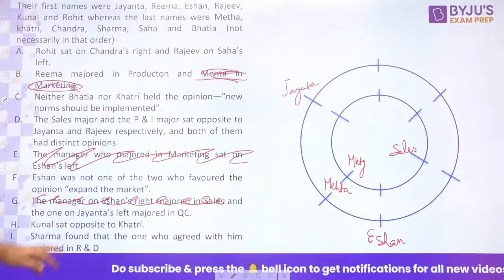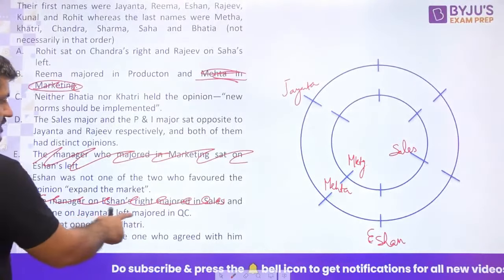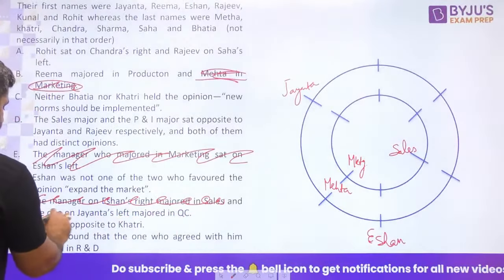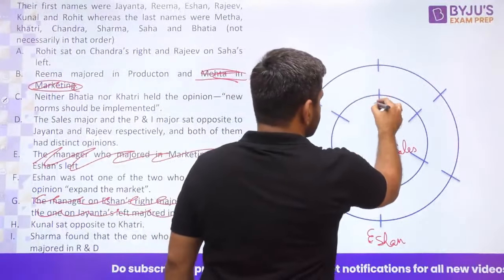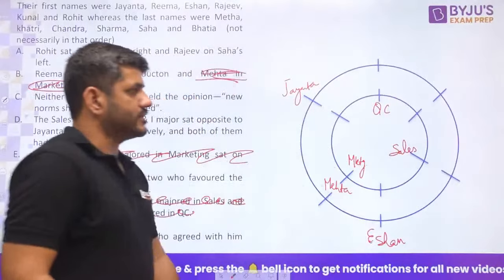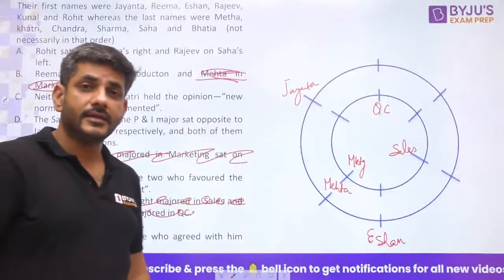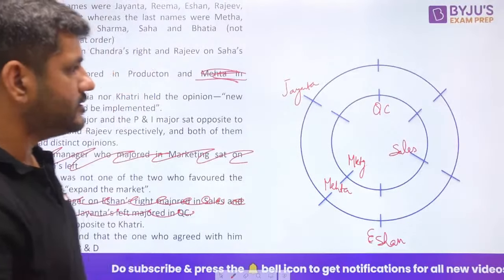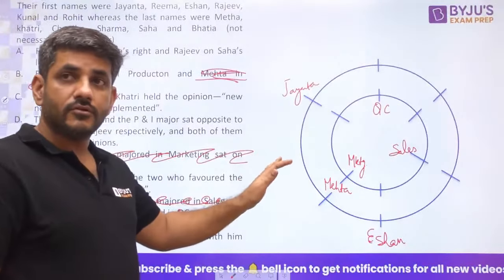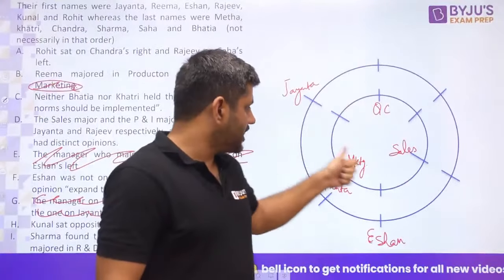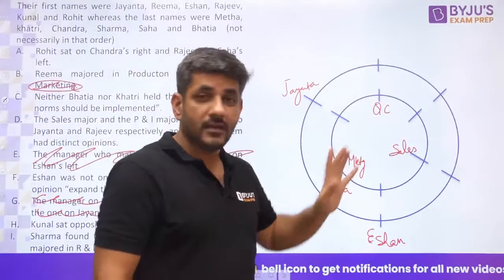I remember Jayanta was here, here it is. The one on Jayanta's left majored in QC, so this person majored in QC. Okay, this person majored in QC. I hope all of you are getting this. We have everything up to here. QC is found, sales is found, marketing is found. These 3 are still unknown.